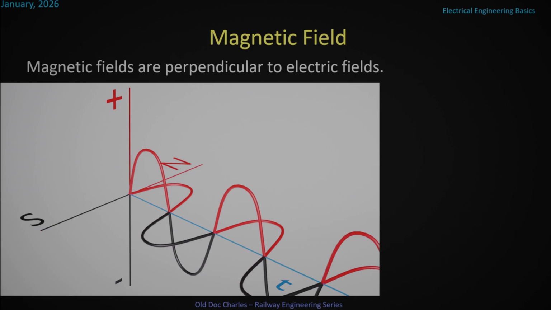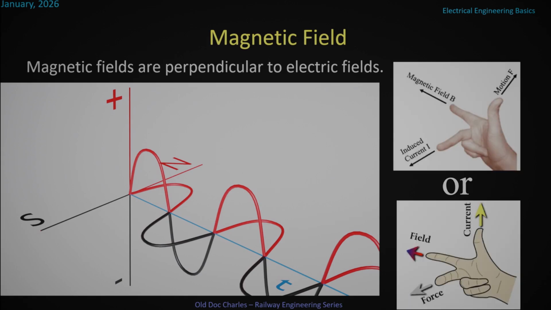Magnetic fields are actually perpendicular to electric fields. In this graph, you can see that we have a positive and negative for the electricity going vertically, and the magnetic field is at 90 degrees to this, so it's on the horizontal axis. The other thing is that current and a magnetic field will create force along what's effectively the time axis, going this way and that way. And you can work it out by using the right-hand rule.